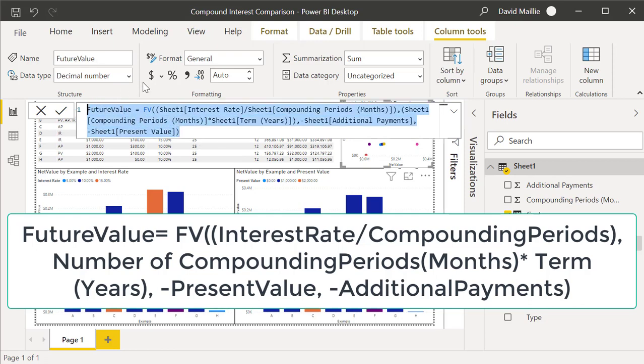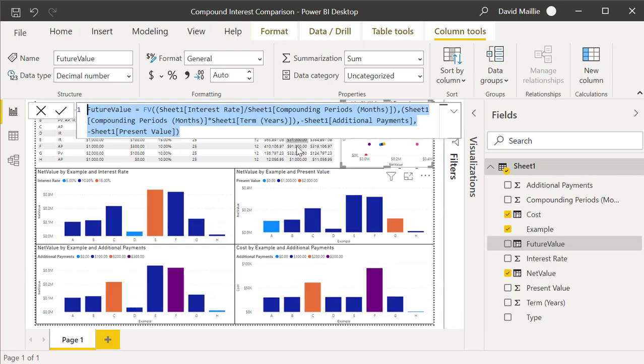So future value equals FV, the FV function. The FV function is just very useful and versatile both in Power BI and in Excel. And you just have to remember there's 4 parts to it, right? So the first one is going to be your interest rate divided by the compounding periods, and then there's a comma. And then the second part is your compounding periods times the term in years, comma. Then the third part is going to be a negative of your additional payments, right? And then comma, and then the fourth part is a negative of your present value. And the reason why they're both negative is because they're investments. You're putting money out. It's an expense right now that you're investing, and then that becomes your cost.